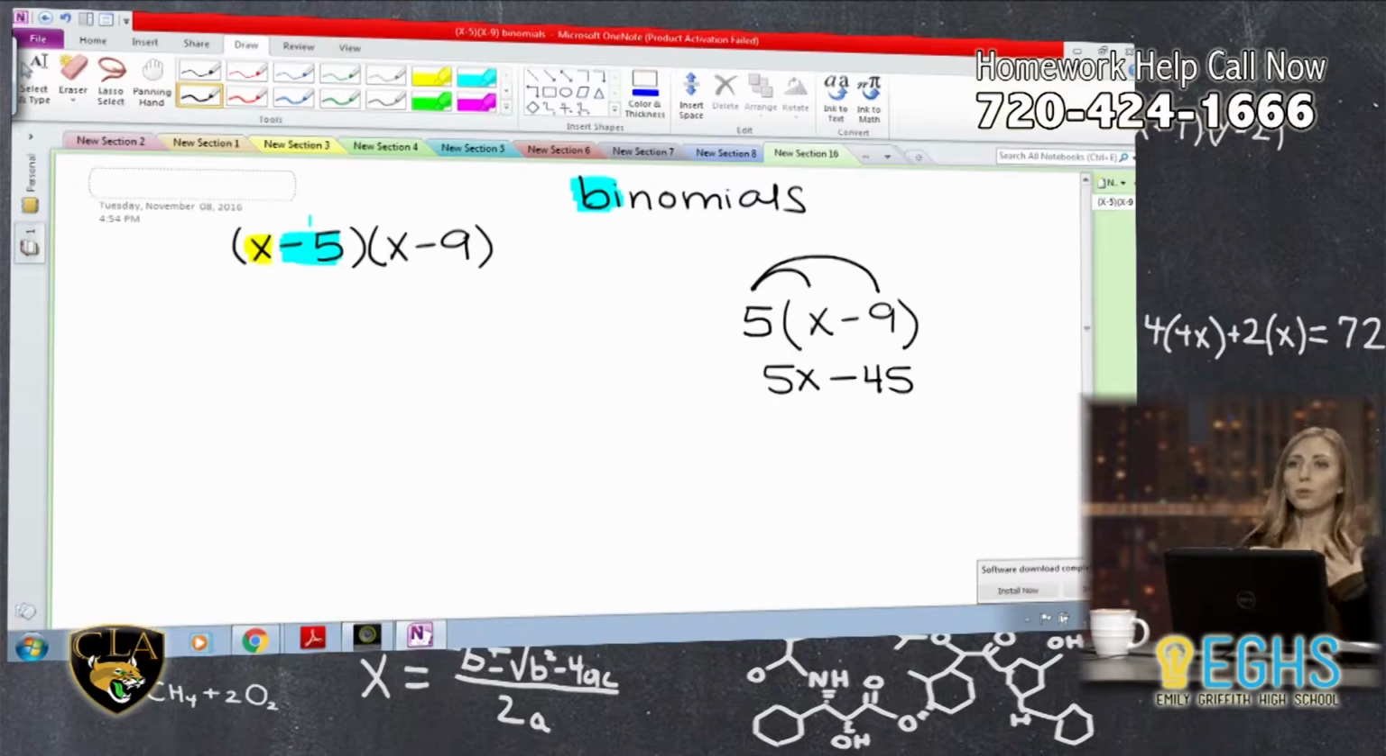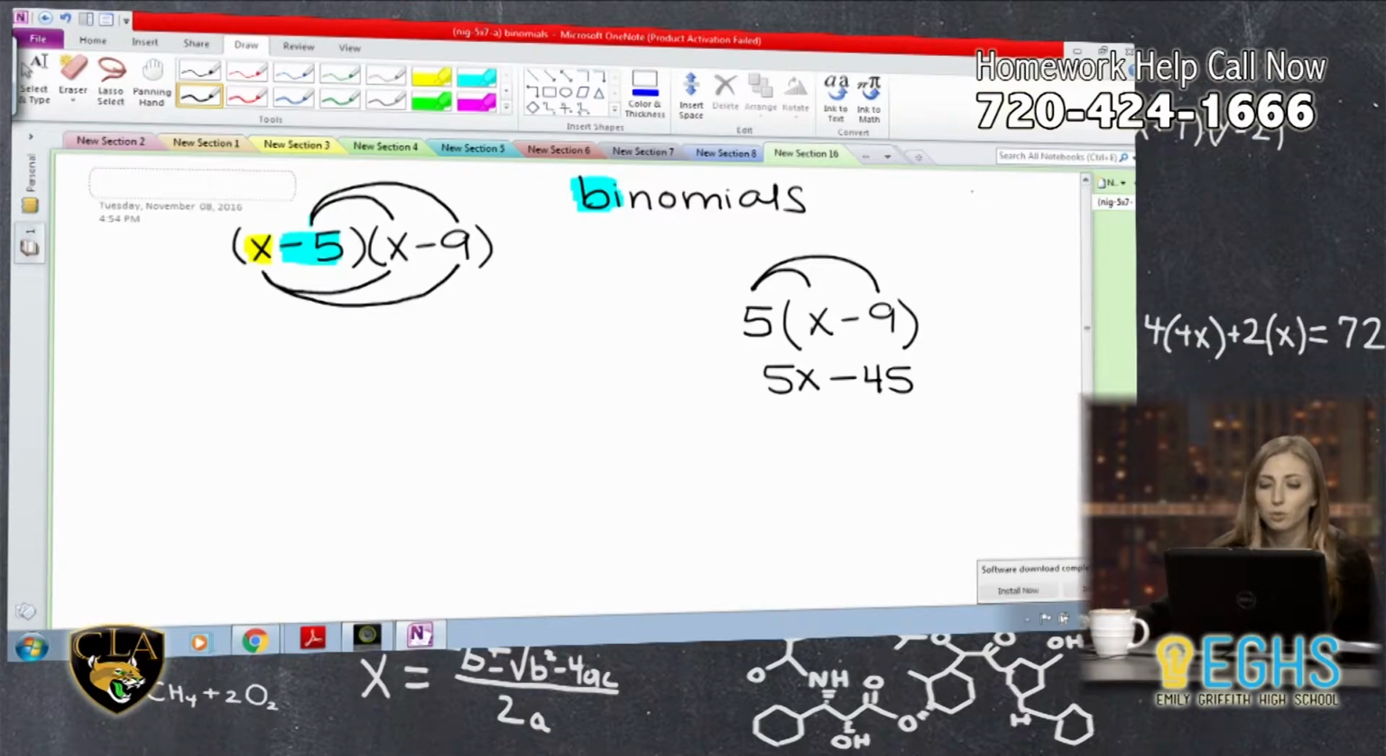So what we're doing when we multiply in general is making sure that each term gets multiplied by the other. If we were looking at multiplying binomials, we would want to make sure that we took this negative 5 times the x and the negative 5 times the negative 9. But we also have another term that we have to distribute as well, and that's our x. So we would have to do the x times the x, and we'd also have to do the x times the negative 9.